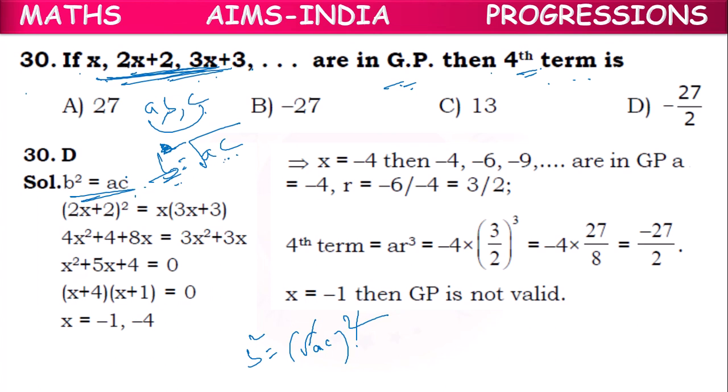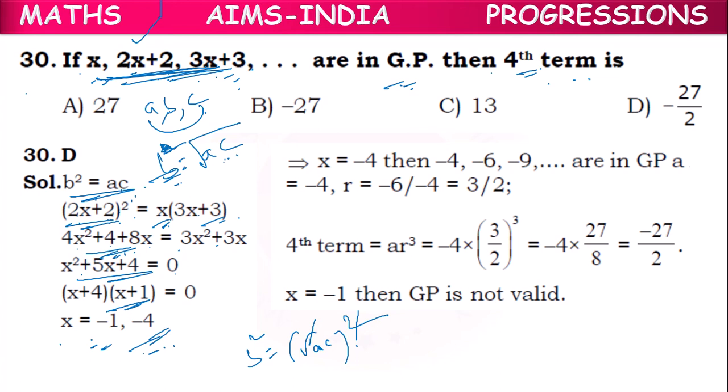So for these 3 terms, let's apply this relation. So B equal to 2x plus 2 here. 2x plus 2 whole square equal to A. In the place of A, we can keep x. In the place of C, we can keep 3x plus 3. So 2x plus 2 whole square equal to 4x square plus 4 plus 8x. According to the a plus b whole square formula, a square plus b square plus 2ab, we will expand this. Let's multiply this. If you simplify and if you factorize, x values you will get minus 1 and minus 4.